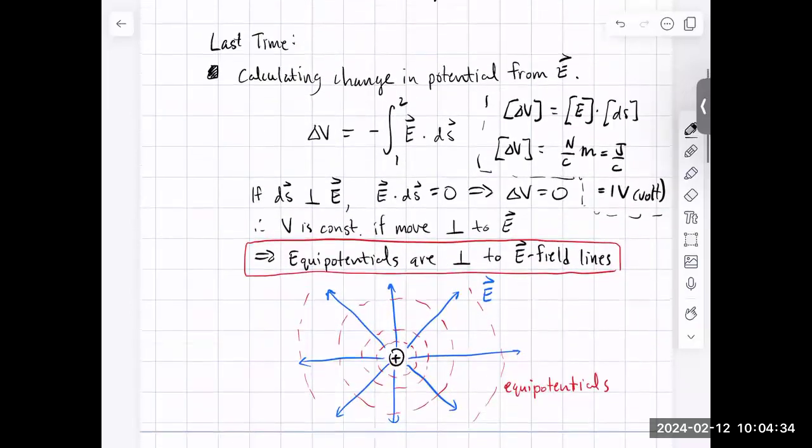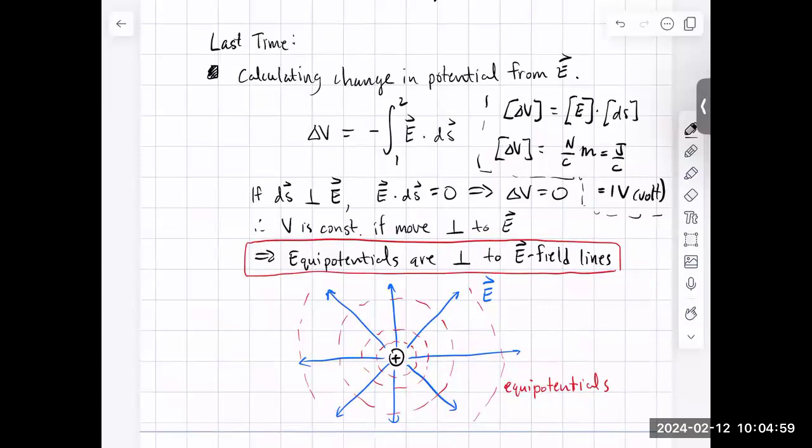Okay. And so we did an example where we thought about the electric field and these equipotentials for a point charge. And so the electric field lines are radial, and the equipotentials are these concentric circles with the point charge in the middle. For a point charge, the electric potential is Coulomb's constant, Q divided by R. So as you move further away, the potential gets weaker and weaker.